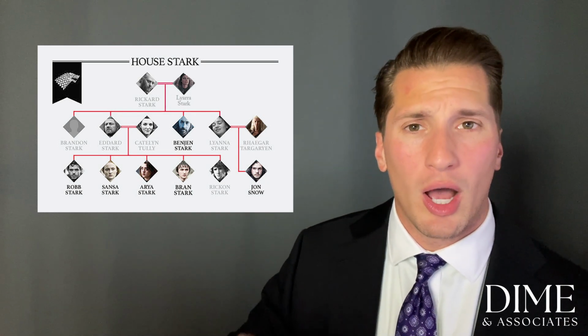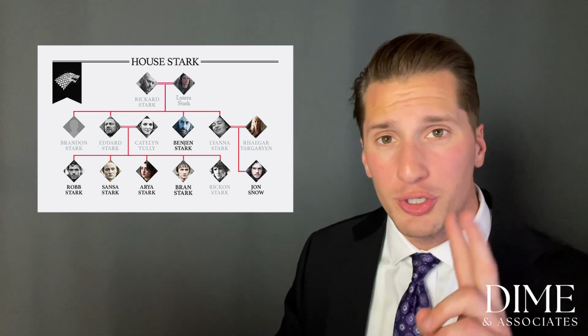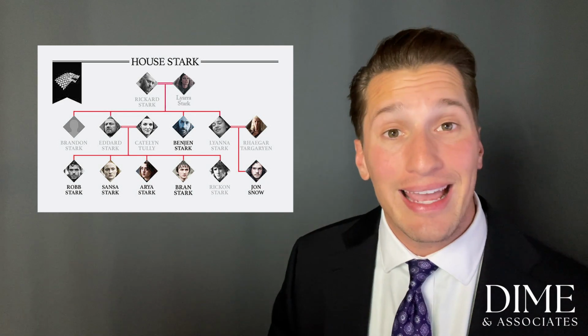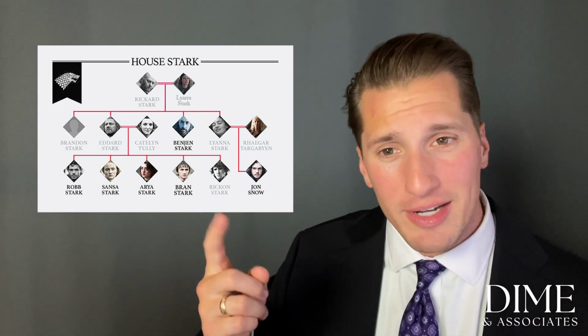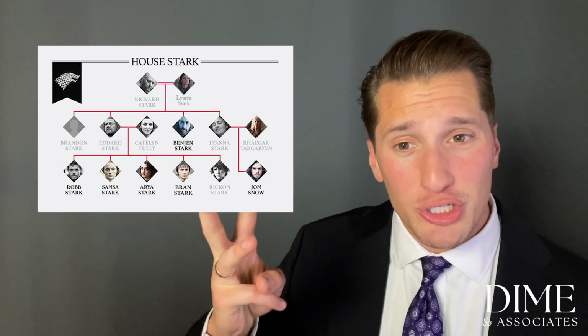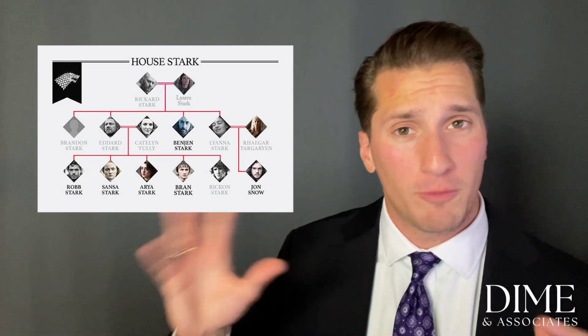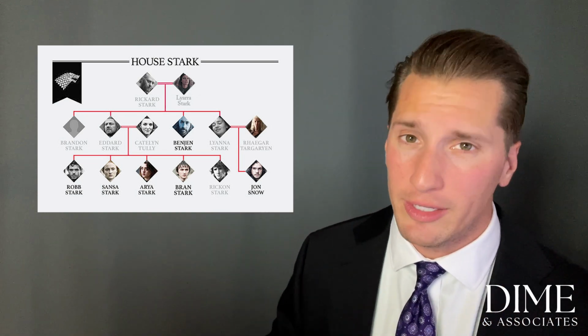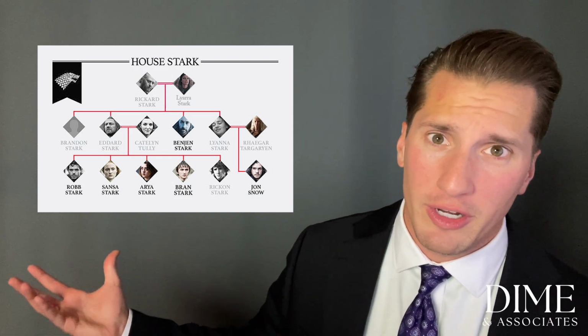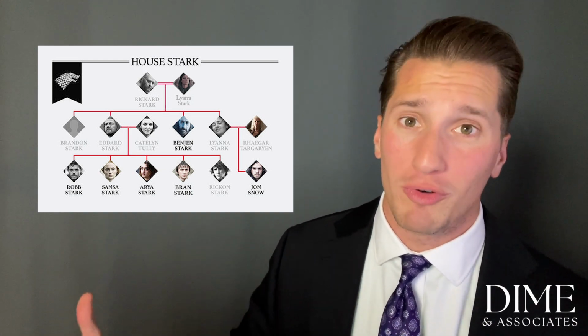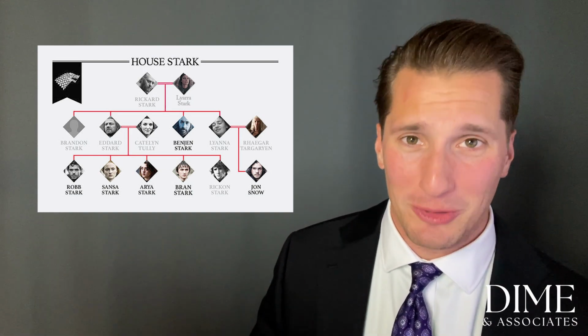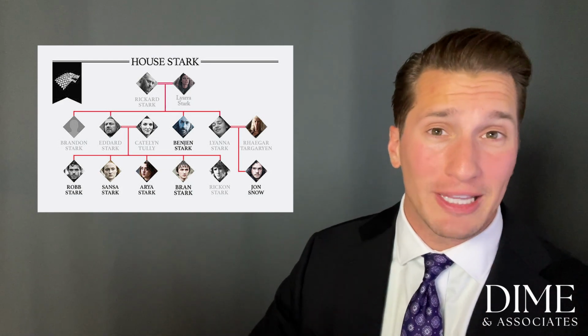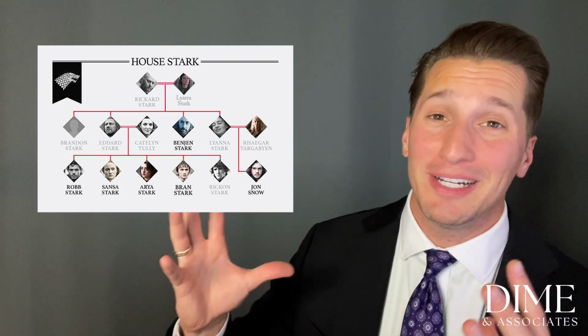So let's say Rickard and Lyarra are the two grandparents in this example, and they have 4 kids. They've got Brandon, Eddard, Benjen, and Lyanna. So those are their 4 kids. Ed has 5 kids, and Lyanna has 1 kid, Jon Snow. I guess spoiler alert if you didn't know that, but I think the show came out over a decade ago, so I don't really feel too bad. And I know this isn't the lore, but let's just assume for this example, everybody is still alive.